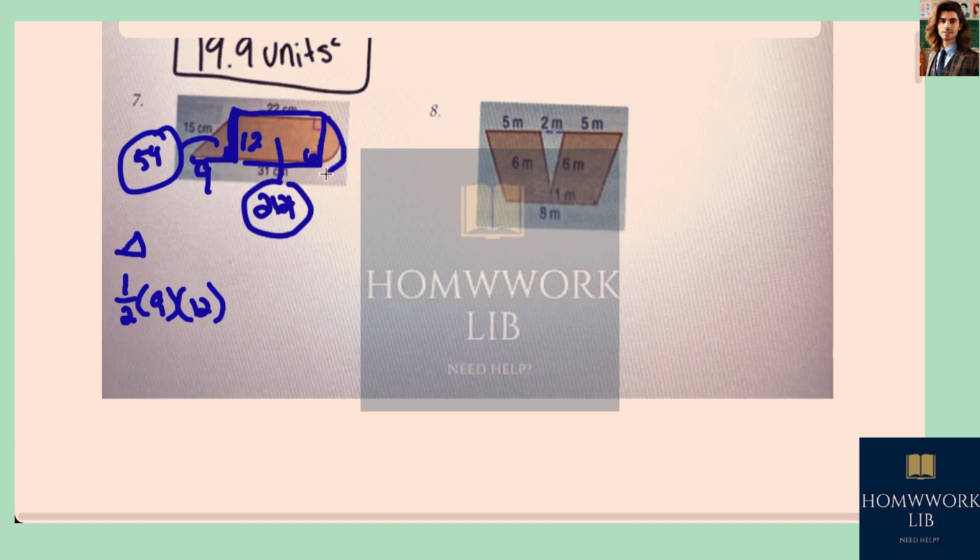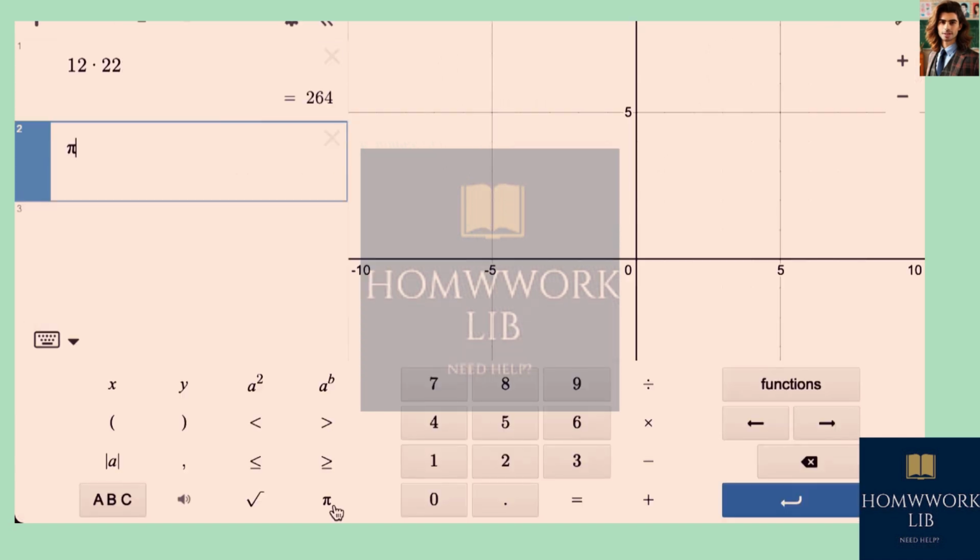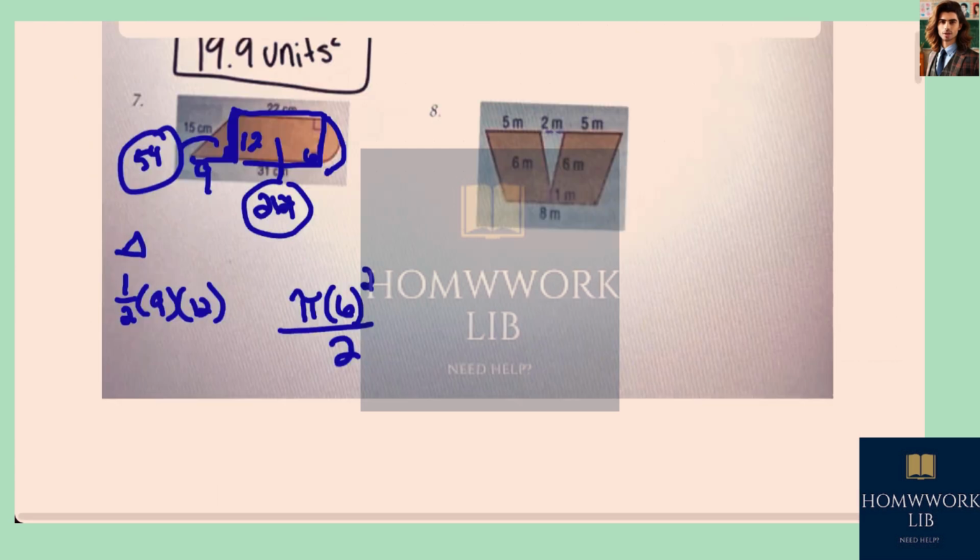And then we have a semicircle with radius 6. The area of a circle is pi times the radius squared, but we are a semicircle, so we divide that by 2. And so pi times 6 squared divided by 2 is 56.5 to the nearest 10th.